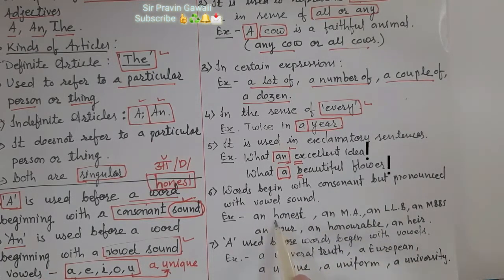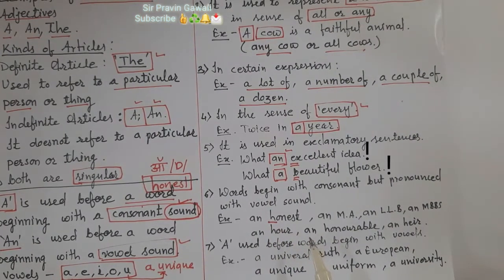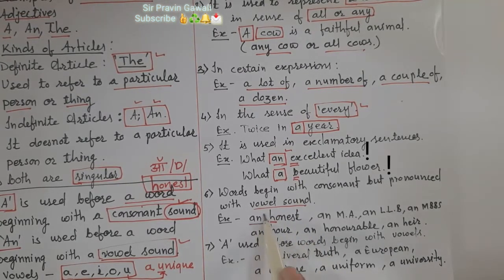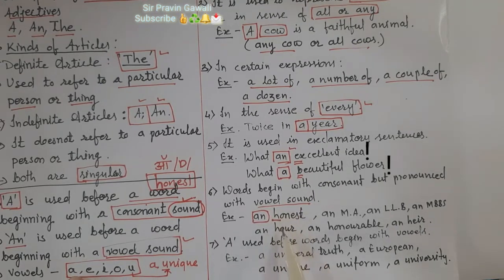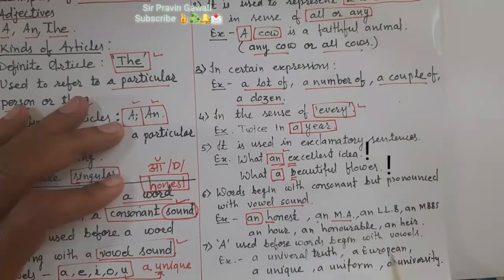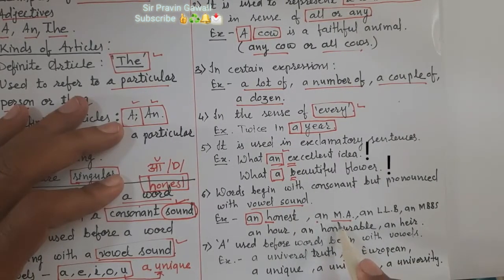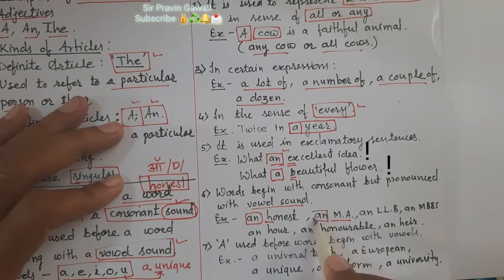The word begins with a consonant but is pronounced with a vowel sound. Then we will use "an" in front of that word. "Honest" begins with a consonant letter but is pronounced with a vowel sound. Honest. An M.A. Students, when we write M.A., we write "an M.A."